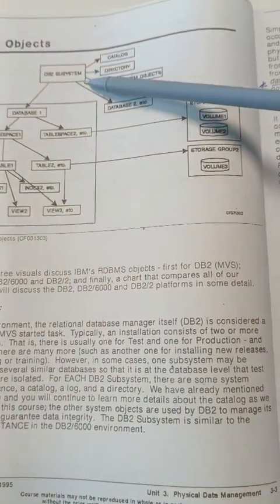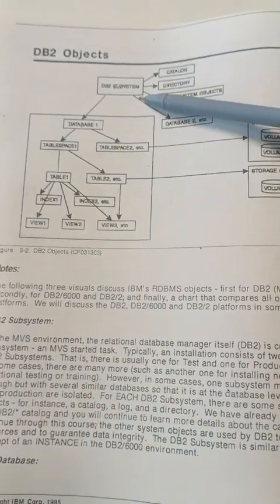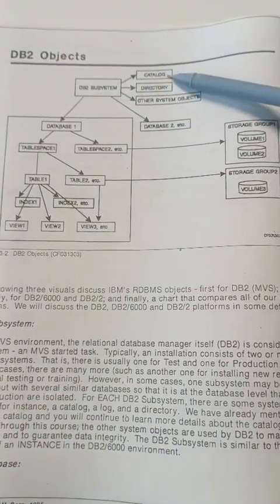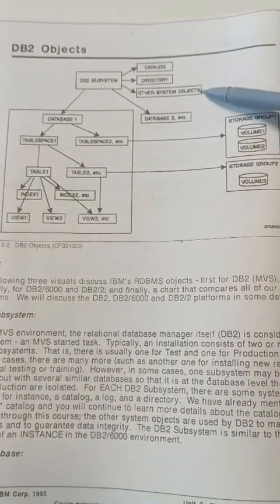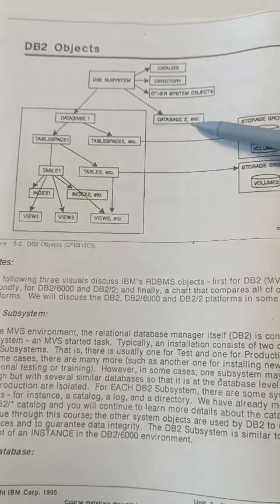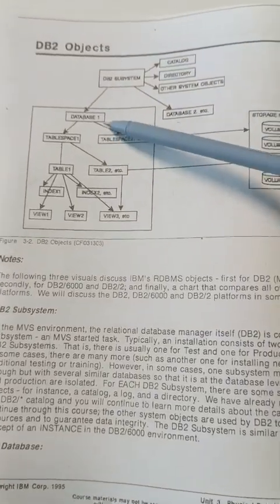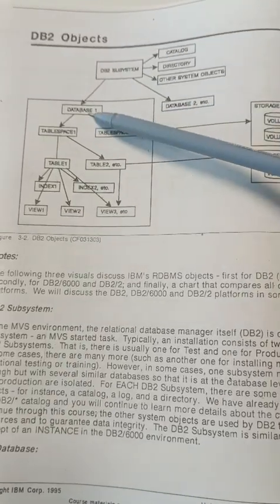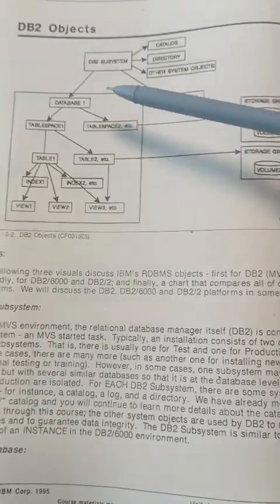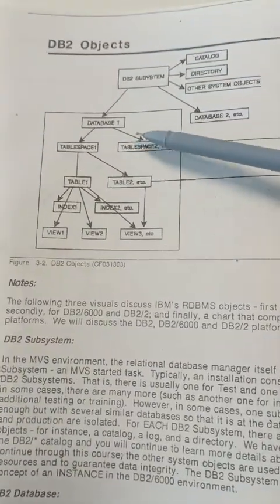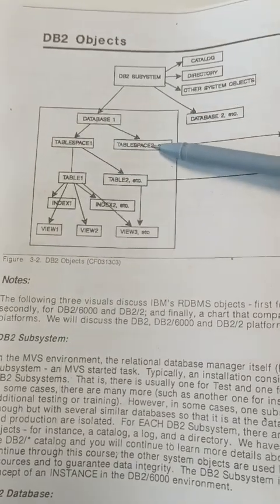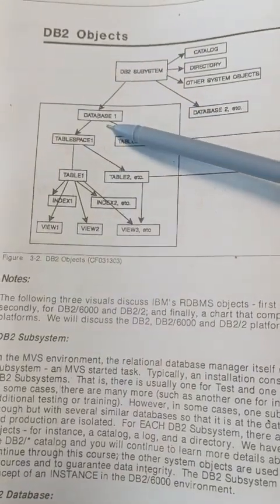You can see this is the DB2 system. The subsystem will start, and in the DB2 subsystem we are able to access the catalog, directory, and other DB2 system objects. In the DB2 subsystem we can access multiple databases, like database 1, 2, 3, etc. In a single database we have table spaces, and it can have multiple table spaces in a single database.